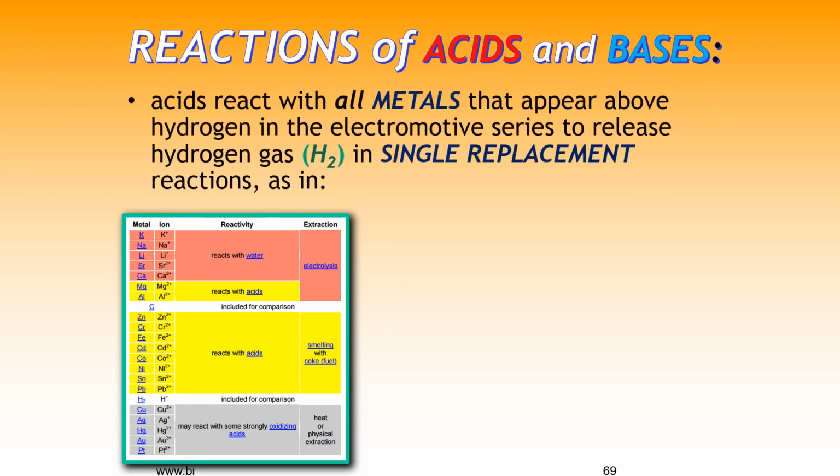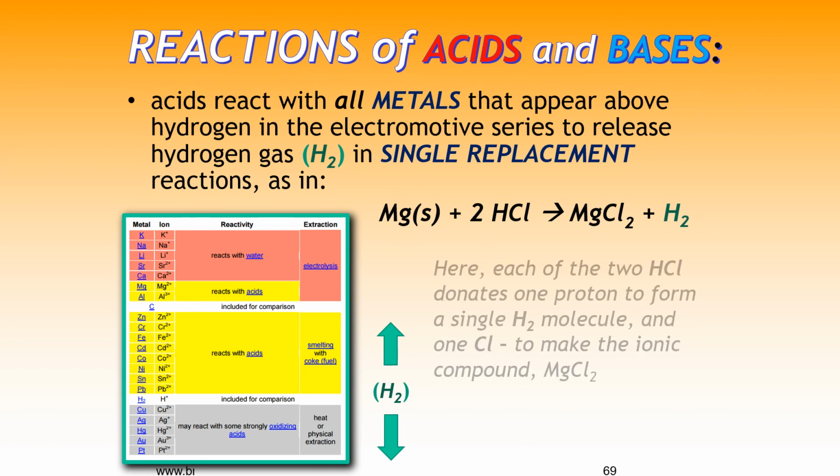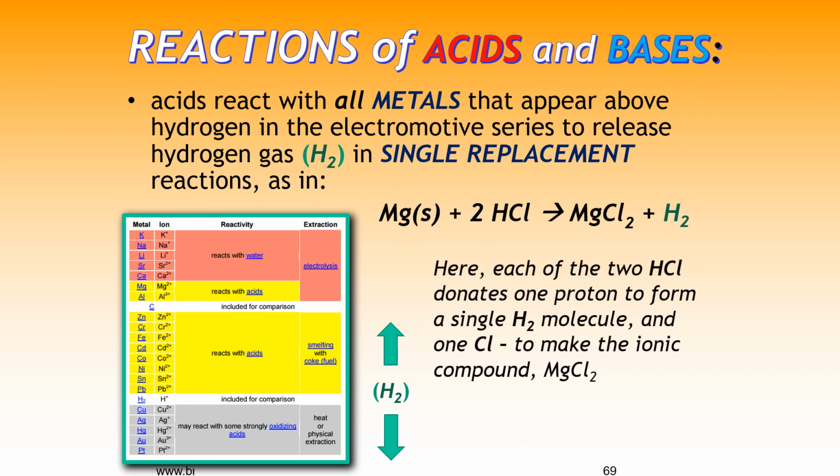Acids will react with all metals that appear above hydrogen in the electromotive series, and in the process, they will engage in reactions that release hydrogen gas in single replacement reactions. So one example here is magnesium reacts with two hydrochloric acids, and we produce magnesium chloride and, oh, by the way, hydrogen gas. Here, each of the two hydrochloric acids donates one proton, H plus, to form a single H2 molecule, and it also donates one chloride ion to make the ionic compound magnesium chloride.